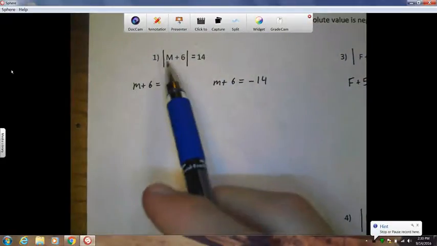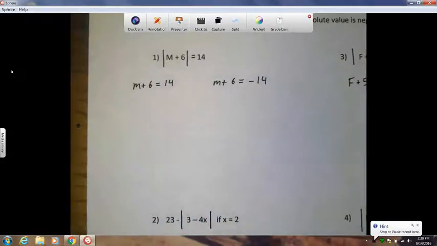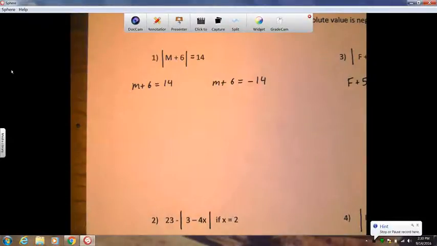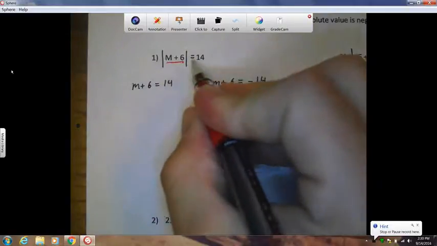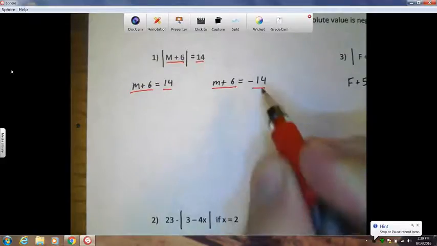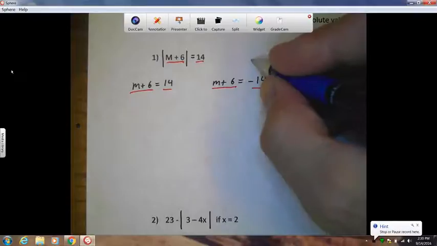The absolute value of m plus 6 is equal to 14. So that's what my question looks like. I'm trying to solve for m. So I'm going to go ahead and write my two cases. Remember to do this every time. For my two cases, I write everything the exact same, except for in the second case, I make this answer negative.